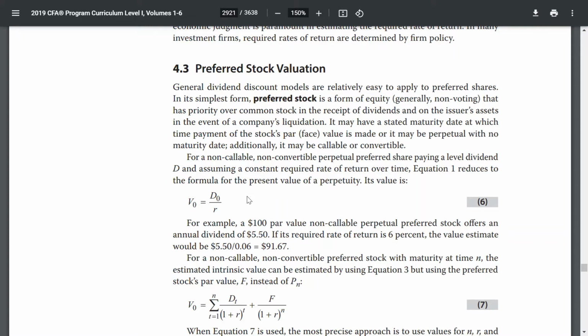It may have a stated maturity date at which time payment of the stock's par or face value is made, or it may be perpetual with no maturity date. Additionally, it may be callable or convertible. For a non-callable, non-convertible, perpetual preferred share paying a level dividend D, and assuming a constant required rate of return over time, equation 1 reduces to the formula for the present value of a perpetuity, and its value is as such.